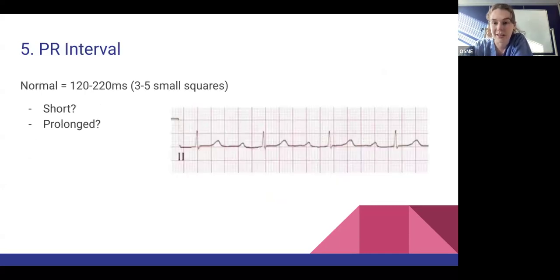The PR interval you can calculate when you're in your silent time having a look. Normal is 3 to 5 small squares for a PR interval. So spike to spike, not include, as in Q doesn't count, it's spike to spike. If it's short, if it's prolonged, say it, or if it's normal.